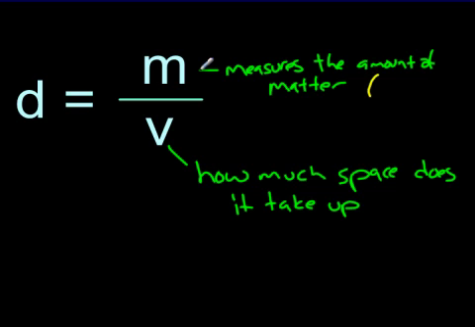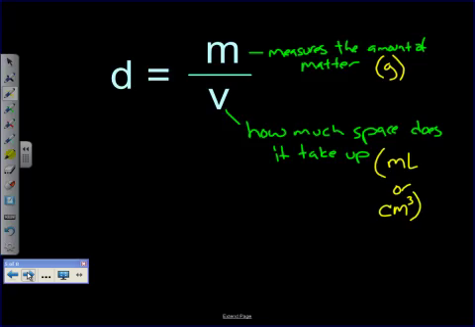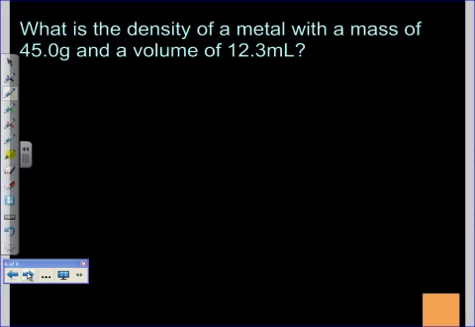Relatively straightforward. Remember that typically your mass is going to be in grams. Usually in most of the stuff that we do, our volume is going to be in milliliters or cubic centimeters. It's really important to know that milliliters and cubic centimeters are basically the same thing. They look different, but they are equivalent measurements. So 1 milliliter equals 1 cubic centimeter. So here's a sample problem that we're going to work through. What's the density of a metal with a mass of 45 grams and a volume of 12.3 milliliters?